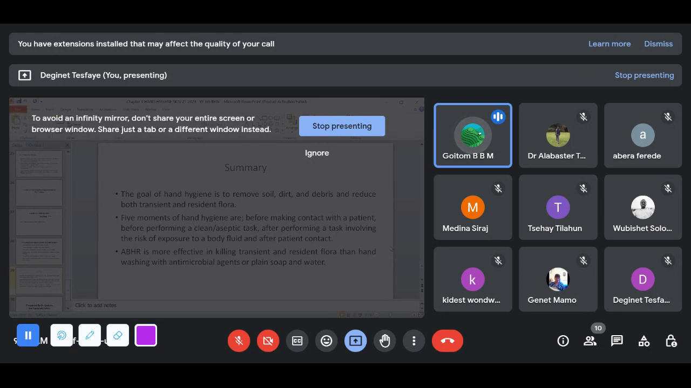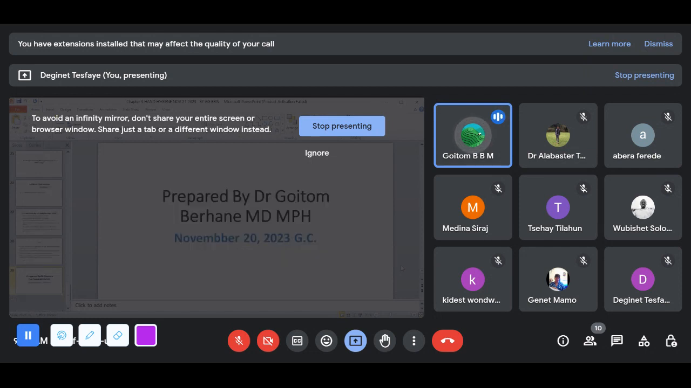Alcohol-based hand rub is more effective in killing transient and resident flora than hand wash with antimicrobial agents or plain soap and water. So only when there is soil, dirt, and debris, we prefer to use hand wash. Otherwise, alcohol-based hand rub is more effective. Thank you. We conclude our hand hygiene.